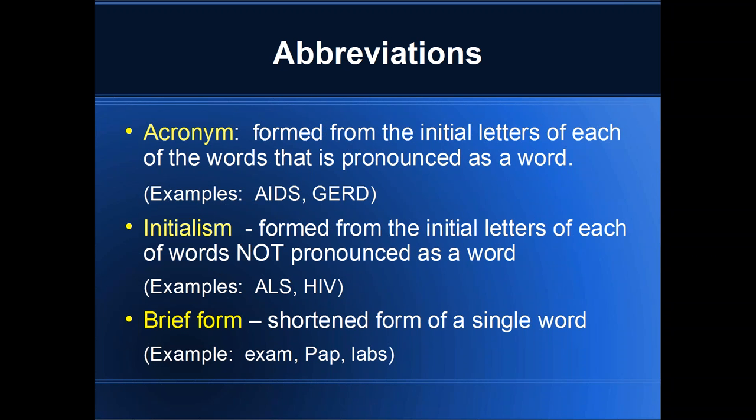That capital represents a full word, but it's actually pronounced as a word in total. So AIDS is always said as AIDS, and GERD is GERD, although some doctors will actually say it differently, for example. So that's an acronym. An initialism is the same idea, formed from the initial letters of each, but it's not pronounced as a word. So ALS, HIV, you can think of all kinds of things in your life even, TNT, those kind of things. So that's another form of abbreviation.